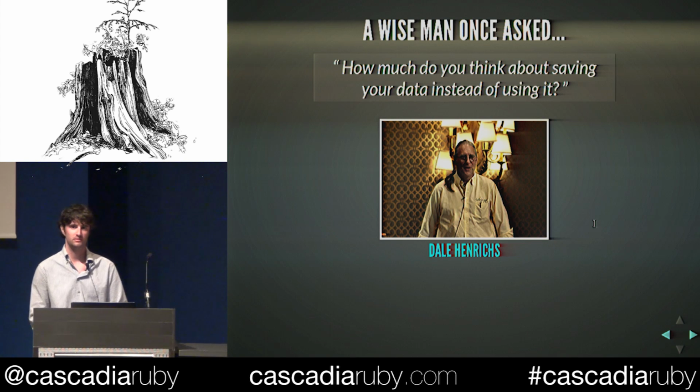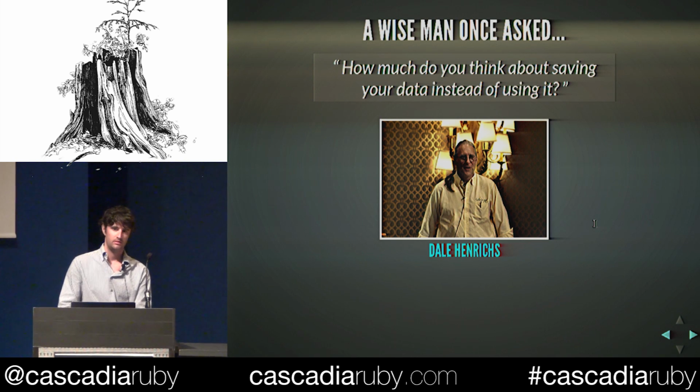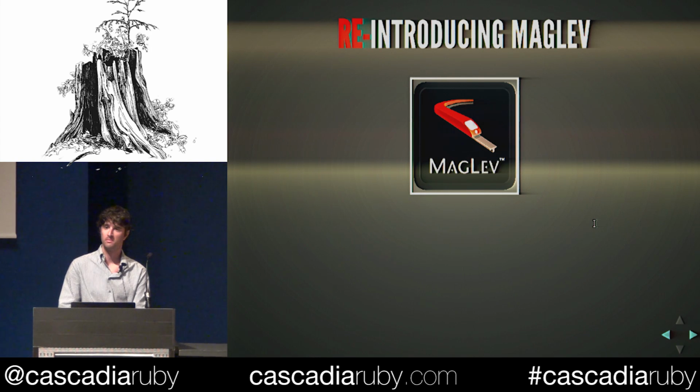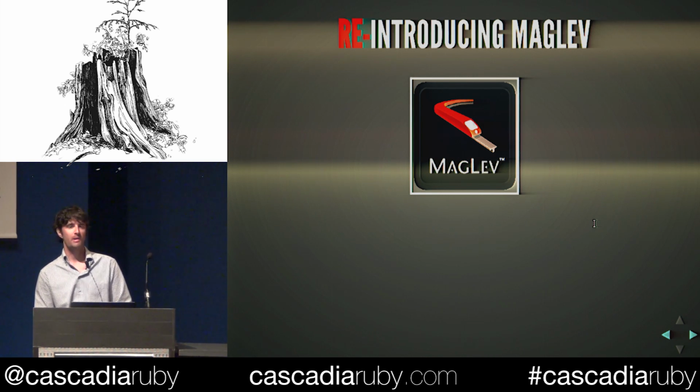So when I was talking to Dale last week, he asked me, how much do you think about saving your data instead of using it? That's actually the cool part of what I'm going to talk about, which is MAGLEV. MAGLEV is a Ruby implementation that runs on top of the Smalltalk, the GemStone S virtual machine. And there's a lot of power in this virtual machine. It all comes from something I'll talk a little bit about, transparent object persistence. That bit of Smalltalk that's really fantastic that we don't have in Ruby. Well, we didn't have in Ruby.